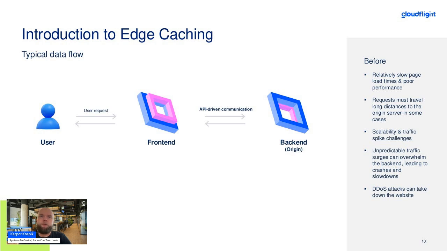Then we have issues with things like scalability. If we have any traffic spikes, if we have a sale or maybe some holiday sales, we can feel on our front end that the backend actually slows down.